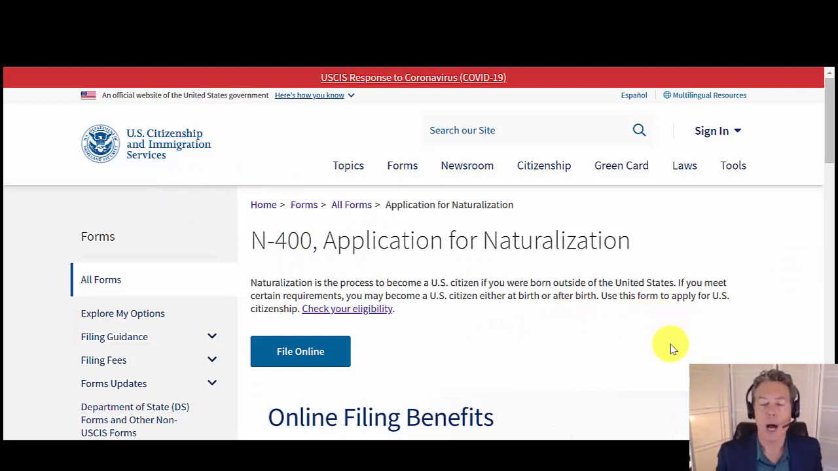And actually, October of 2021 becomes the new fiscal year for immigration, for the 2022 year. So we are 13 days into the fiscal year for 2022. So this is what we're looking at for 2022 right now for our N400 Application for Naturalization.